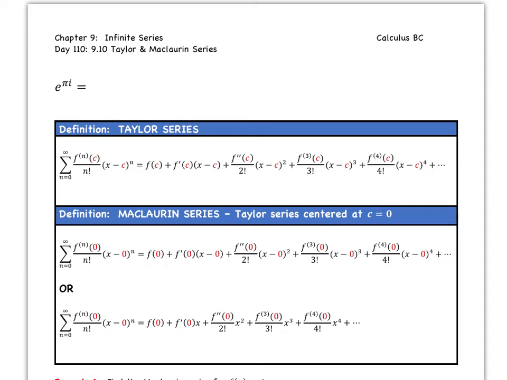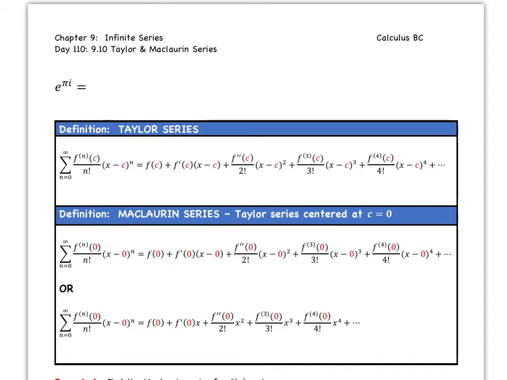A Taylor series is going to be centered at c. The series is going to be the nth derivative of f at c over n factorial times x minus c to the n, and we can figure out all of the terms here. Now, a Maclaurin series is simply a Taylor series when we're centered at c equals 0. Instead of the c value, we have 0. If we clean it up, we're looking at all of these terms here.